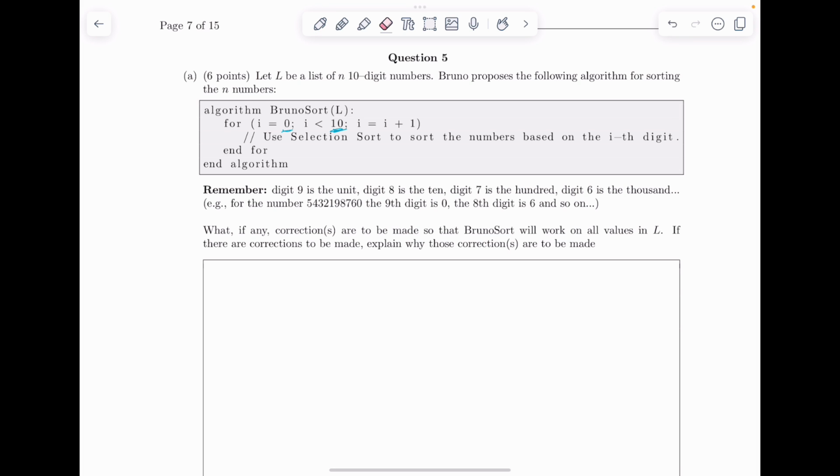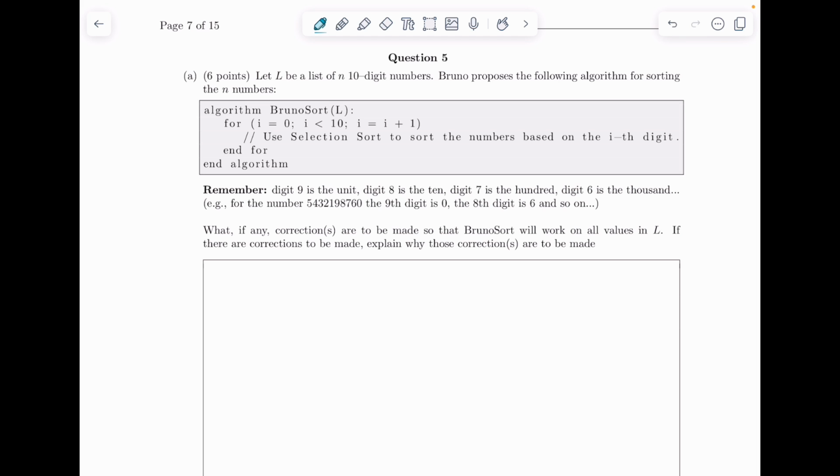So this function isn't quite correct because what it intends to do is sort it in increasing order. So basically, it wants to have the smallest number at the very start of the list and the biggest number at the end of it. But what Bruno's sort actually does is the opposite. It's going to stick the biggest number at the start of the list and the smallest number at the end after Bruno's sort runs. And the reason for that is this is basically just an inverted radix sort.